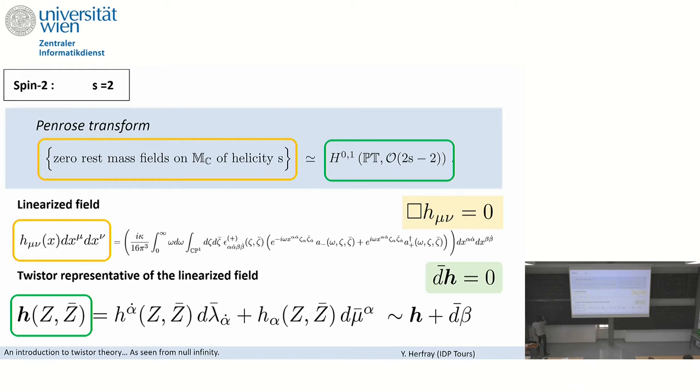If you want that this H has a certain homogeneity. So here's the result, or maybe the definition. H is a section of this O(2s minus 2). What this means is that it has a certain homogeneity under rescaling of the projective coordinate. So you rescale your z bars by lambda and lambda bar. What you want is that this object is homogeneous of degree 2s minus 2 in z bar. The spin of your linearized field is encoded in twistor space in terms of the homogeneity of the field in these homogeneous coordinates.